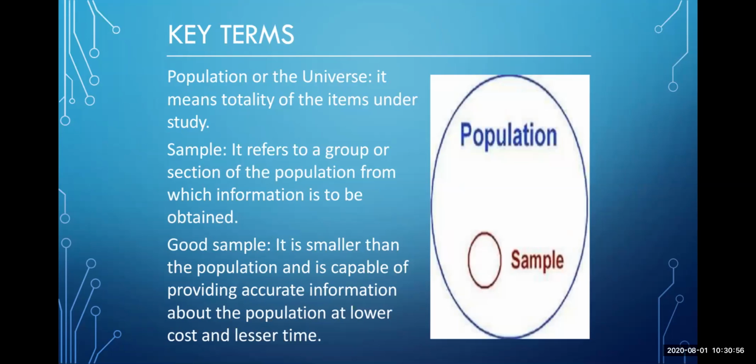Like, let's say, for example, if I am into the product line of cosmetics, then my sample group would be either women or girls, or the gender would be women. So that is called a sample, a specific group or section of population from which information is to be obtained. And a good sample is the one which is smaller than the population and is capable of providing accurate information about the population at a lower cost and in lesser time.